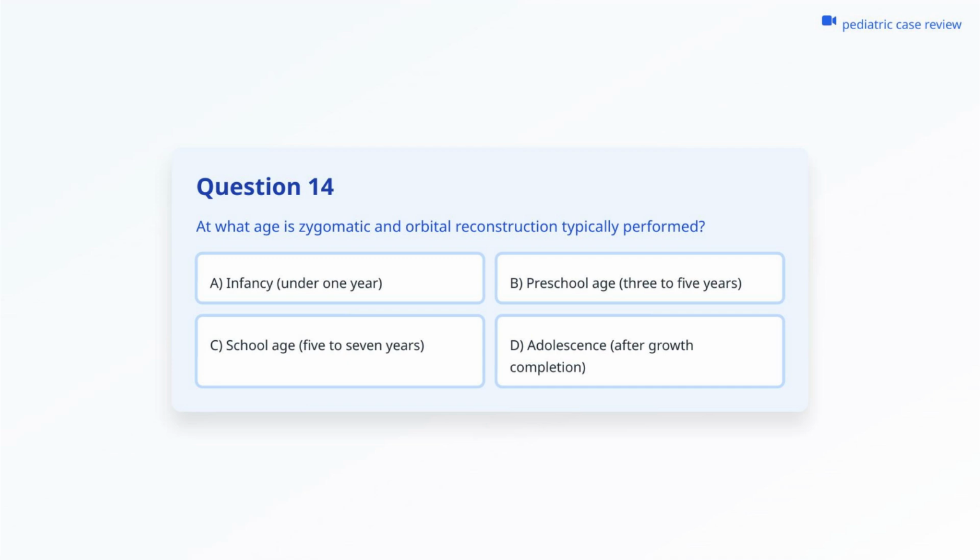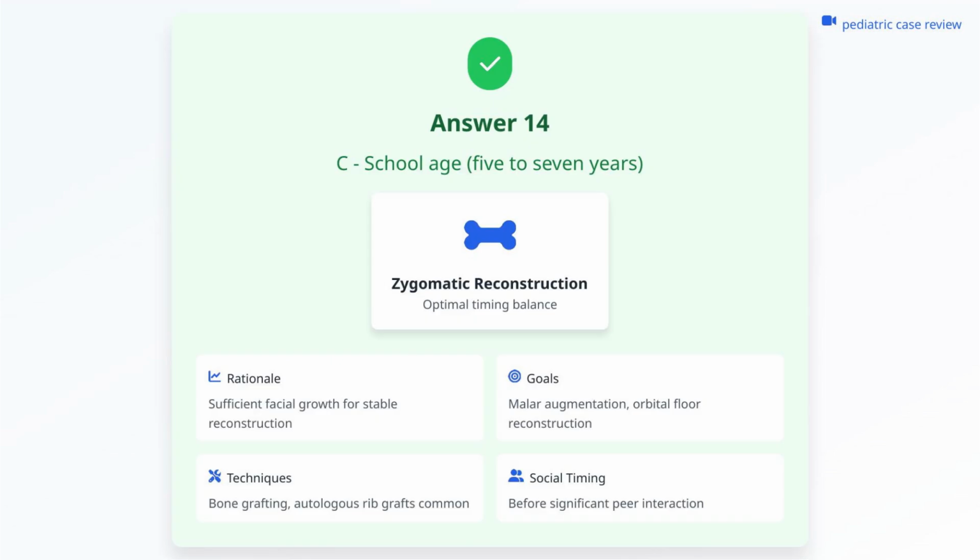Question 14. At what age is zygomatic and orbital reconstruction typically performed? Option A, infancy under 1 year. Option B, preschool age 3 to 5 years. Option C, school age 5 to 7 years. Option D, adolescence after growth completion. Consider optimal timing for facial reconstruction surgery. The correct answer is C.